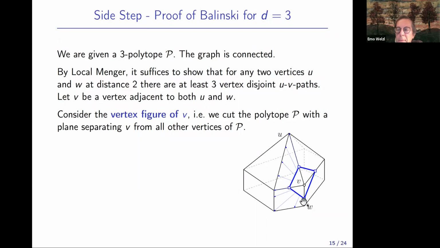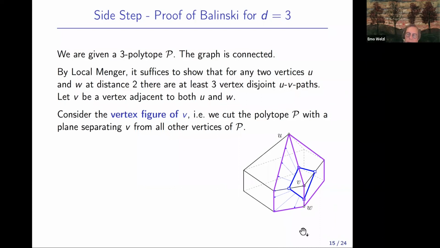Now, since the cycle here is 2-connected, we know that from this vertex here, which corresponds to U, to this vertex here, which corresponds to W, we have two vertex disjoint paths, which we can map to paths on the polytope. And that gives us two vertex disjoint paths. We need three. Well, it's easy. The third path is the path which goes from U to V to W. So this is the path here. Okay, so that proves Balinski's theorem in dimension 3.